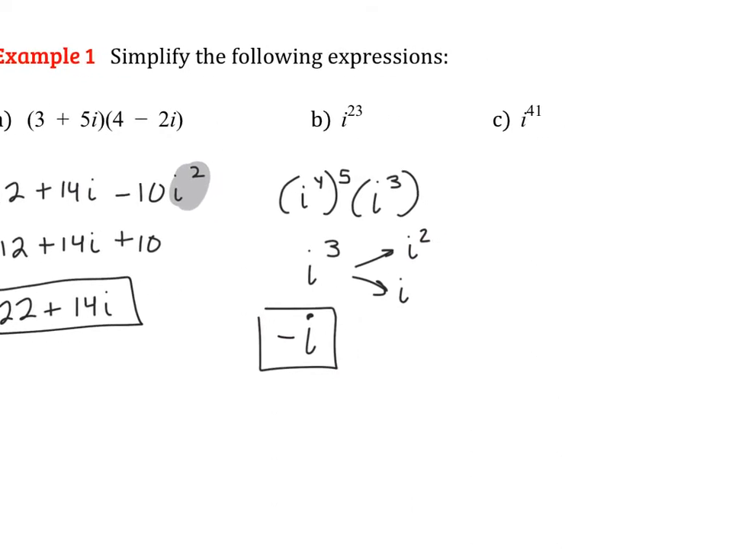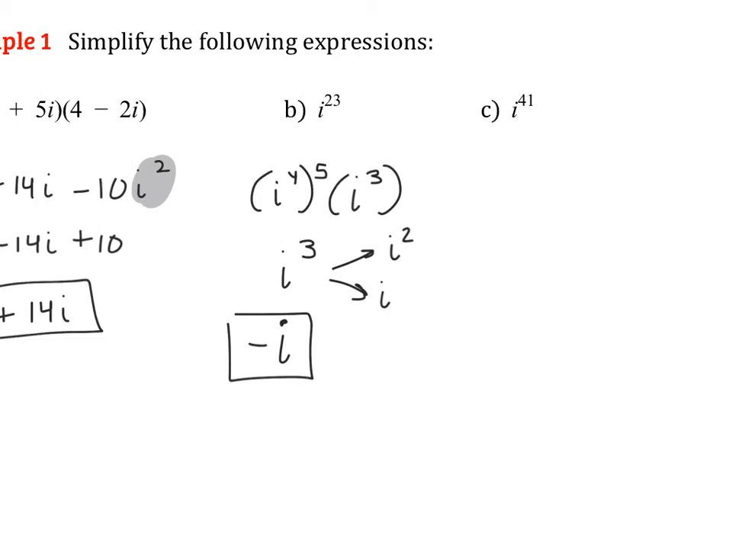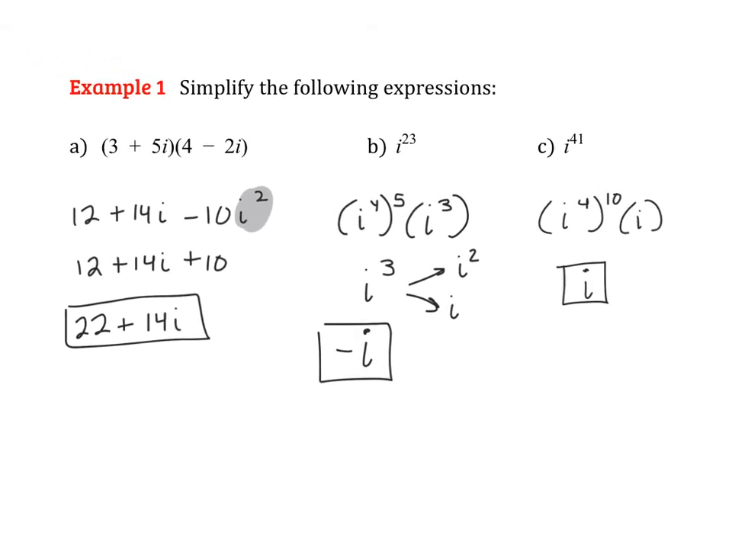Okay, let's see if we can do the same for i to the power of 41. So we want to take out as many groups of 4 as we can. So I'll take out 10 groups of that, as i to the 4th to the 10th is i to the 40th, which means that all I have left is i. So this just simplifies to i. And there you have it.